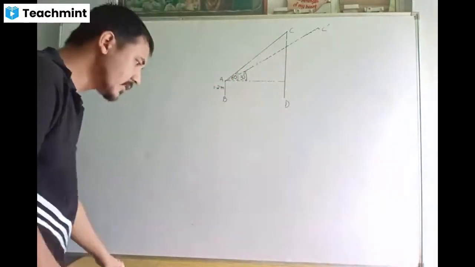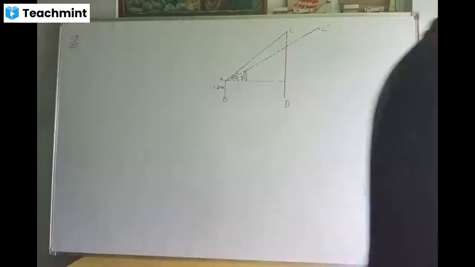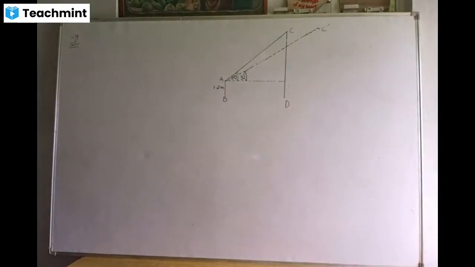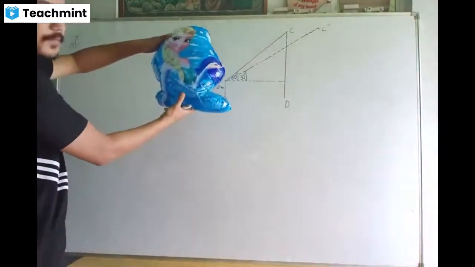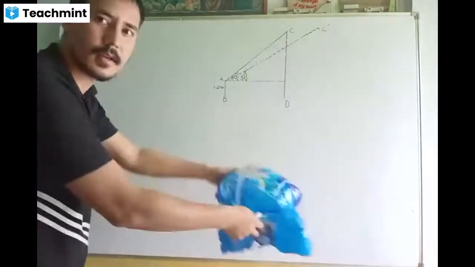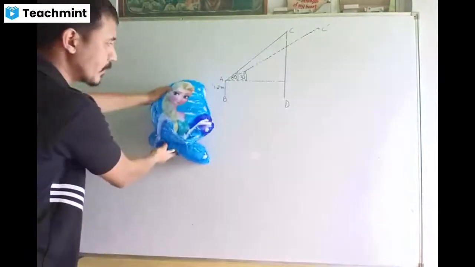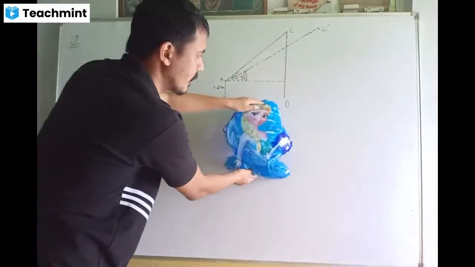The balloon is flying horizontally. Let me bring a balloon. Now, see, this is your balloon, okay? This balloon is flying horizontally. The balloon is not flying in this way. If this is the balloon, at first it was at C, the balloon is just flying straight horizontally.